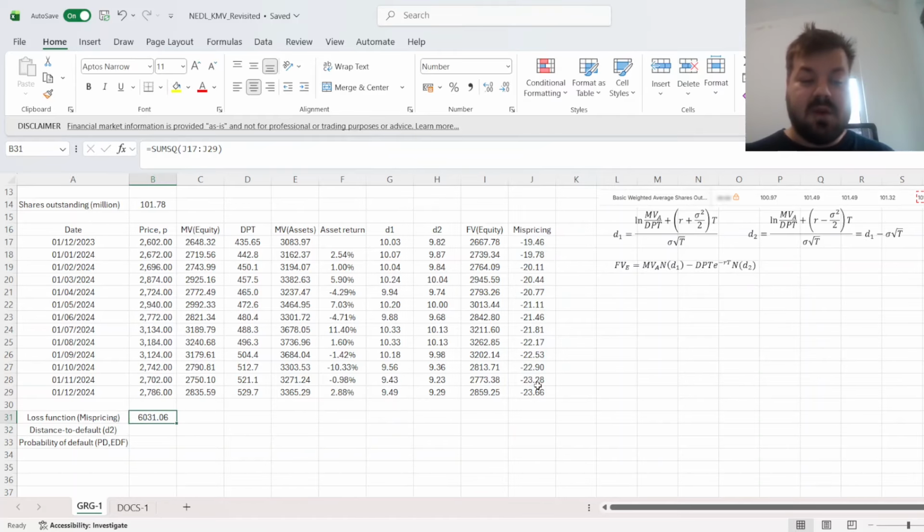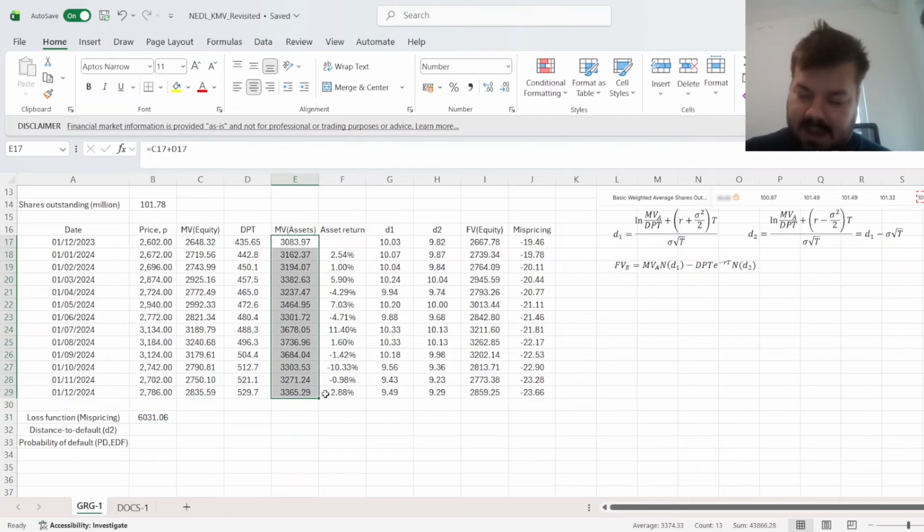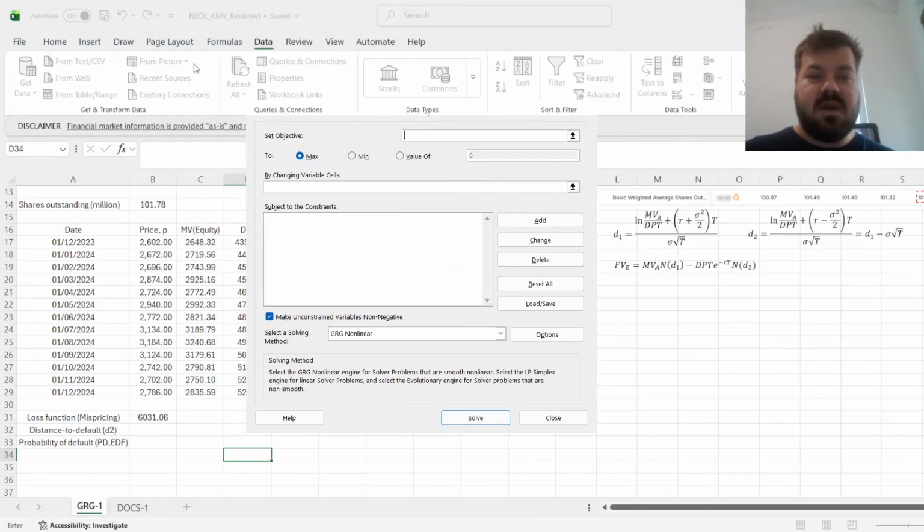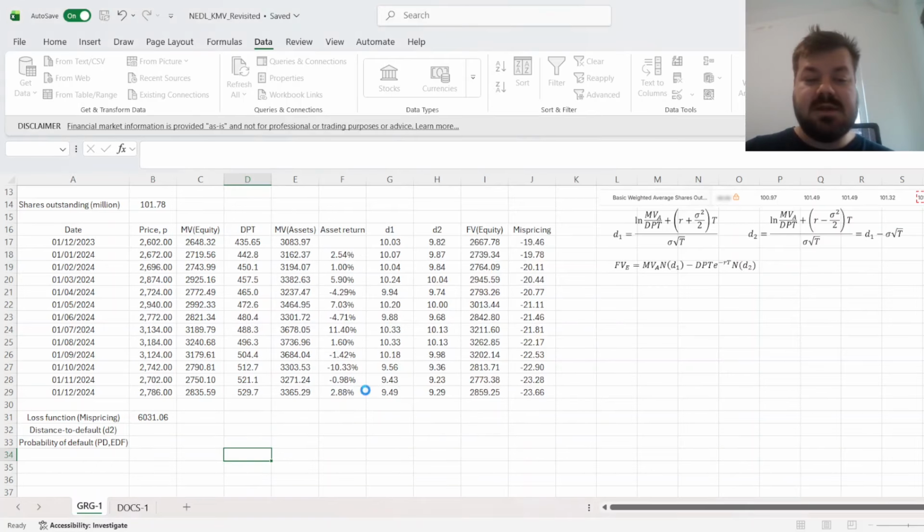So we see that we've got our loss function that we can minimize by varying the market values of assets that we, again, I remind you, initially guessed. We can go to Data Solver and specify our task. Our objective is to minimize our loss function, so cell B31 here, by changing all of our market values of assets in this column. We can leave the box ticked here. Again, market values of assets should not be negative, and we press solve.